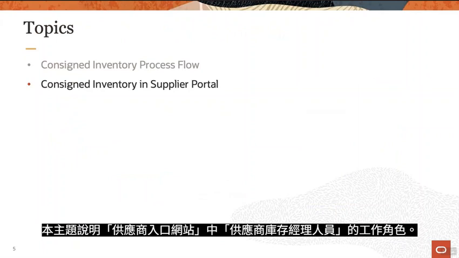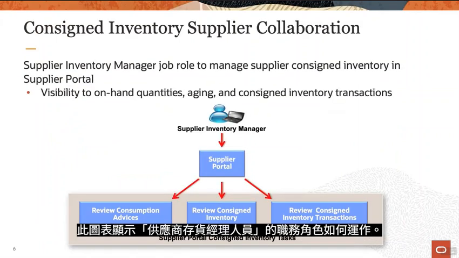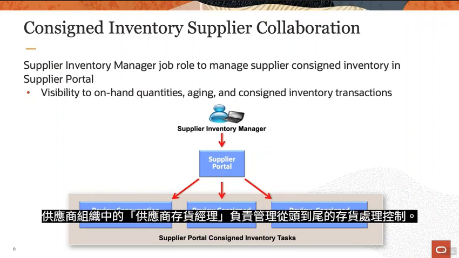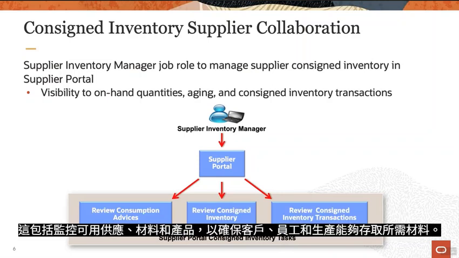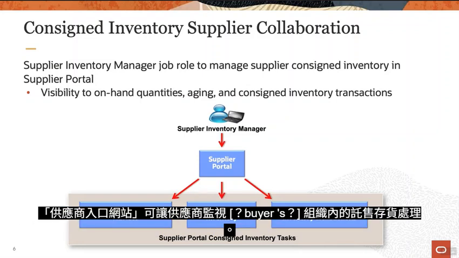This topic describes the job role of the supplier inventory manager in the supplier portal. This diagram shows how the job role of the supplier inventory manager operates. The supplier inventory manager in a supplier organization is responsible for managing inventory process control from beginning to end. This includes monitoring available supplies, materials, and products to ensure that customers, employees, and production have access to the materials that they need. The supplier portal enables suppliers to monitor the consigned inventory process within the buyer's organization.